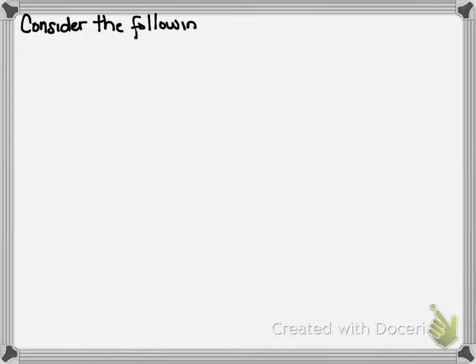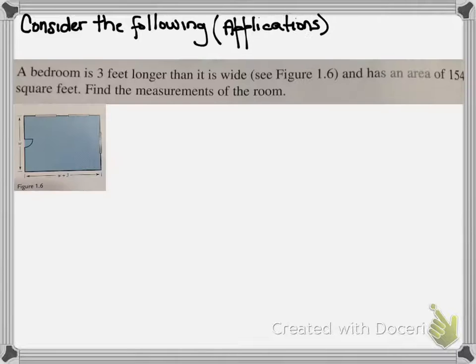Now, consider the following. This is an application of quadratics. A bedroom is 3 feet longer than it is wide, as shown in the figure there, and has an area of 154. Find the measurement of the room. Ladies and gentlemen, we notice that the room is rectangular. How do we find the area of a rectangle? You should say it is length times width.